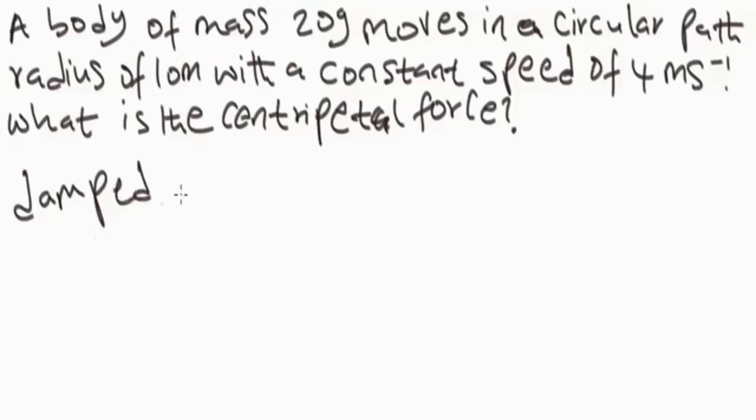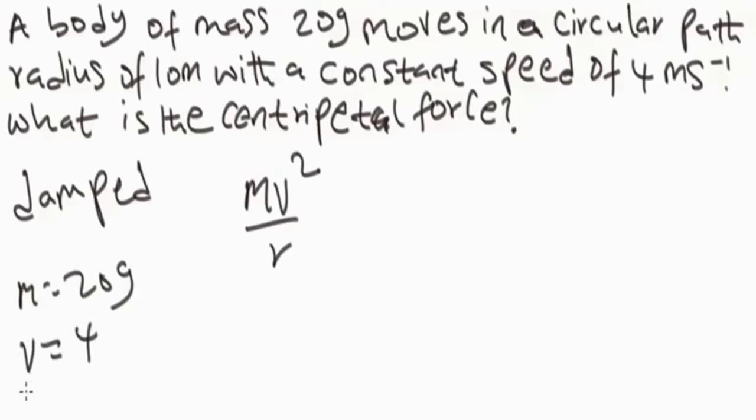Right, so let's go ahead and solve this problem. This is centripetal force. The formula will be m v squared over r. Our mass is 20 grams, our velocity is 4, our radius is 10 meters. Very important, you convert this gram to kilogram. To do that, you divide the 20 by 1000.